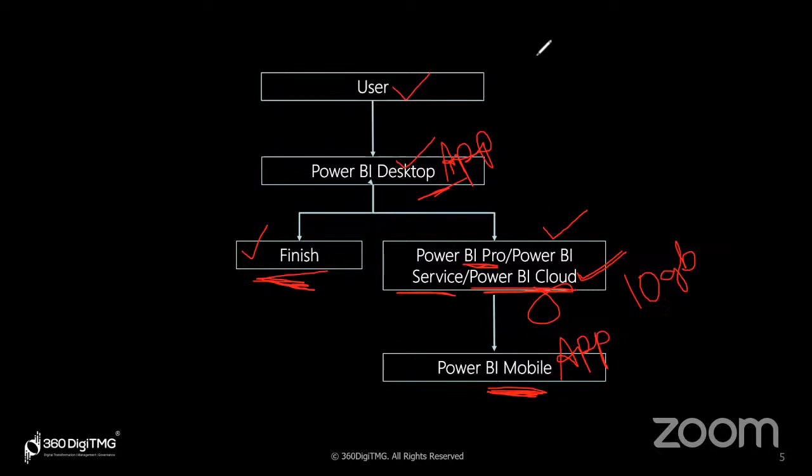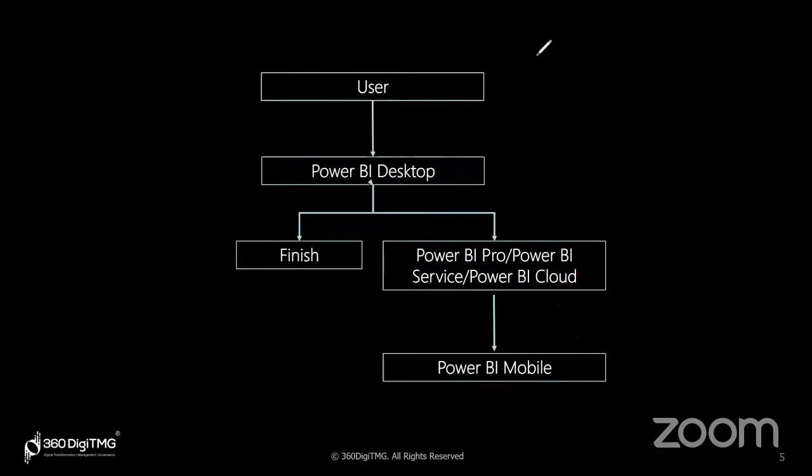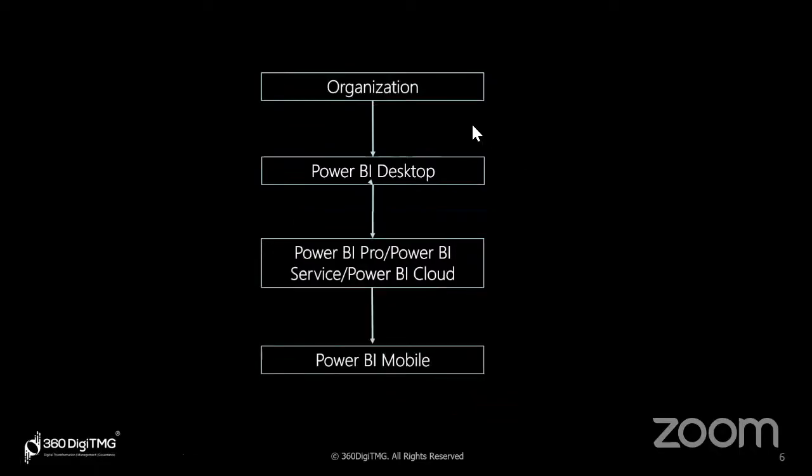Now let's say you are not an individual user. You are working for an organization. So at organization level, what happens? At organization level also, the flow diagram is pretty much the same. There is an organization which has a lot of employees, right? An organization would have a lot of employees. So some of them are probably the developers who will use the data generated by the company, whatever data is there. They will use Power BI Desktop for report creation.